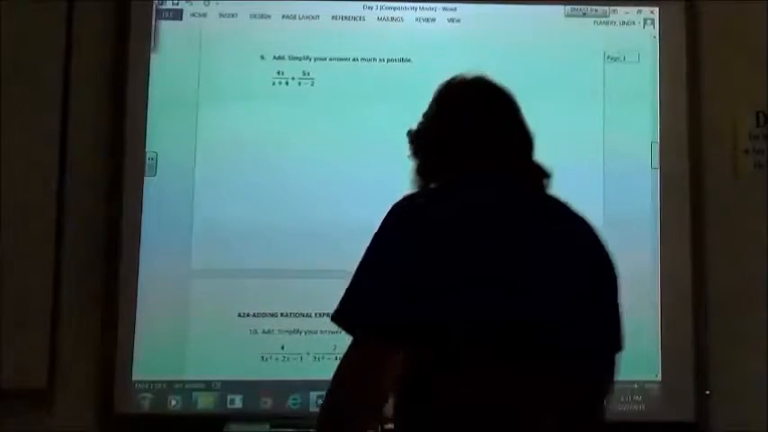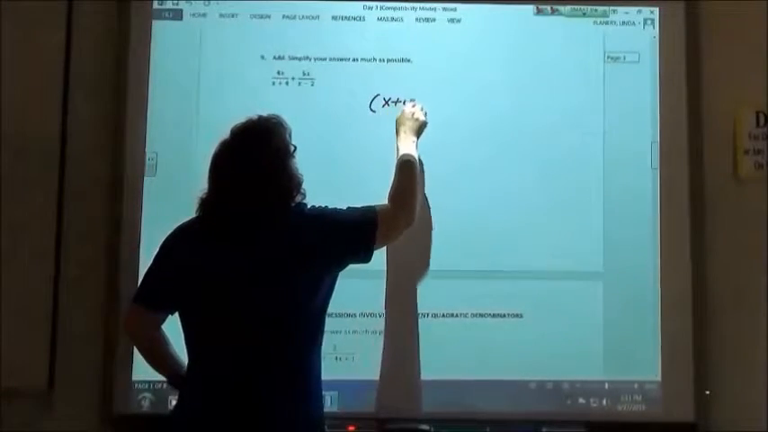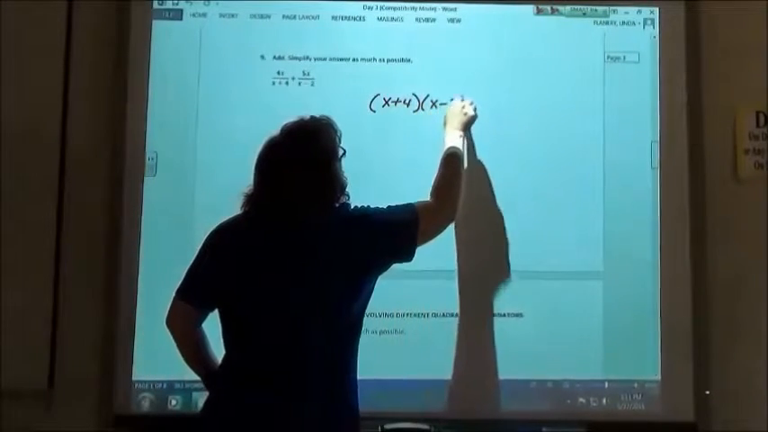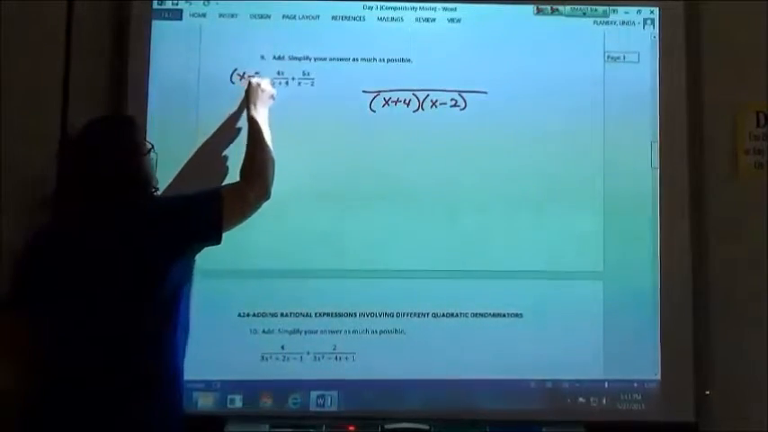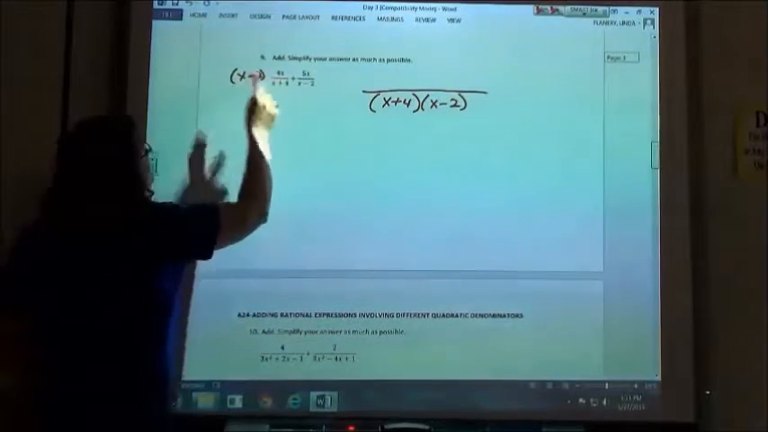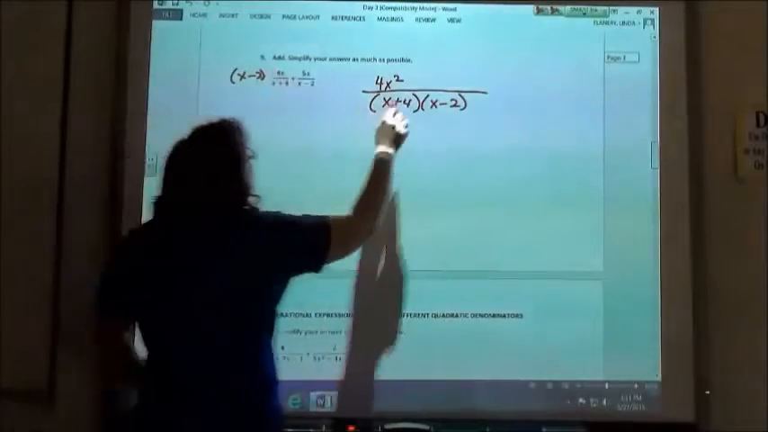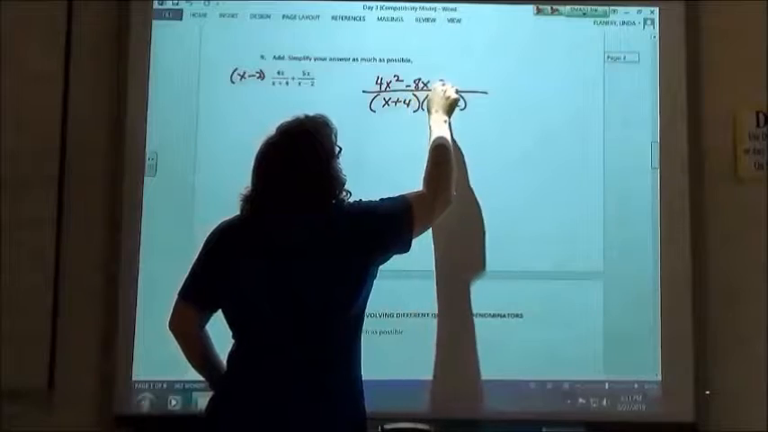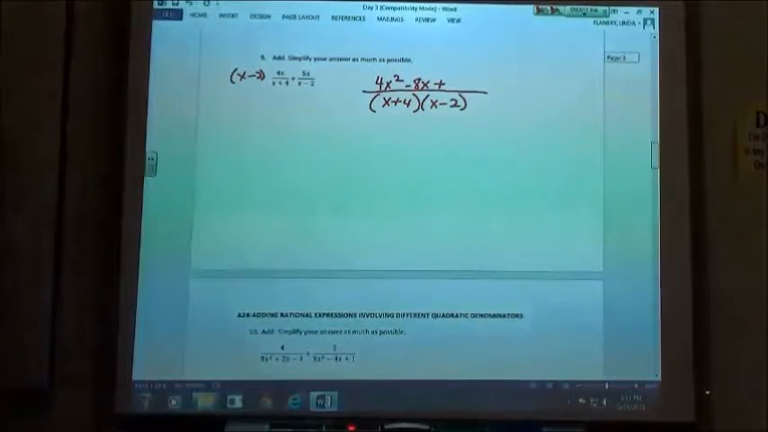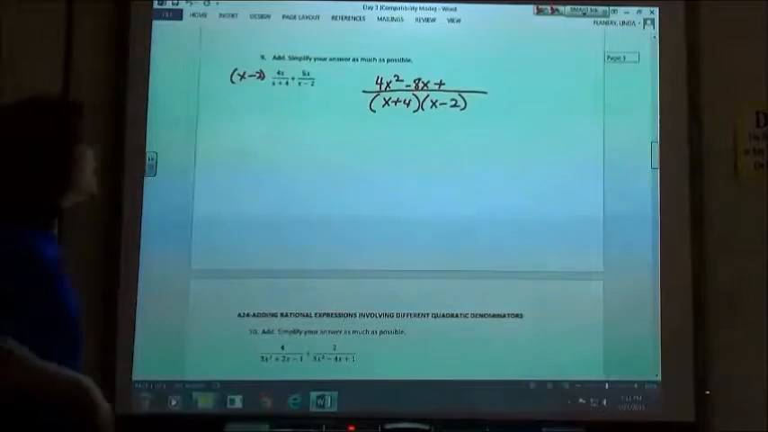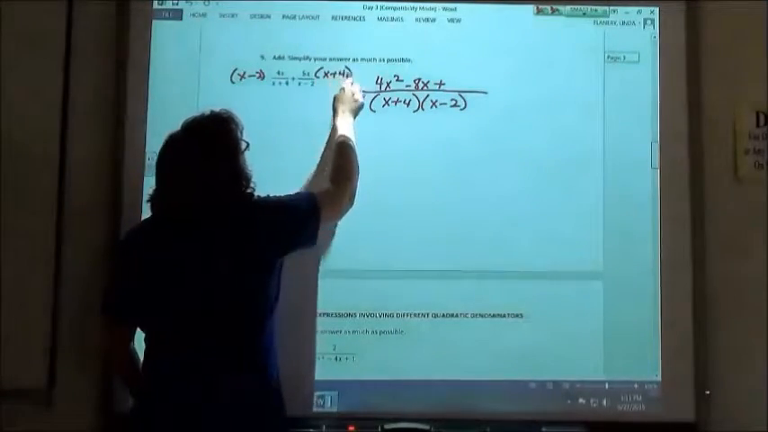Number 9 then, my common denominator on this one, I have to have both the x plus 4 and the x minus 2. So the first one I'm going to take times the x minus 2. So I'm going to get 4x squared minus 8x. This one has a plus, so I really don't need the parentheses. I could put them there, but the plus isn't going to change the signs. But I have to take this one times x plus 4 here.